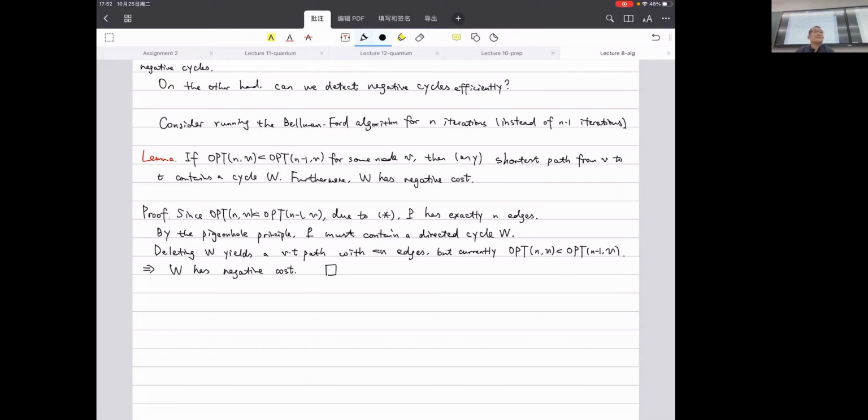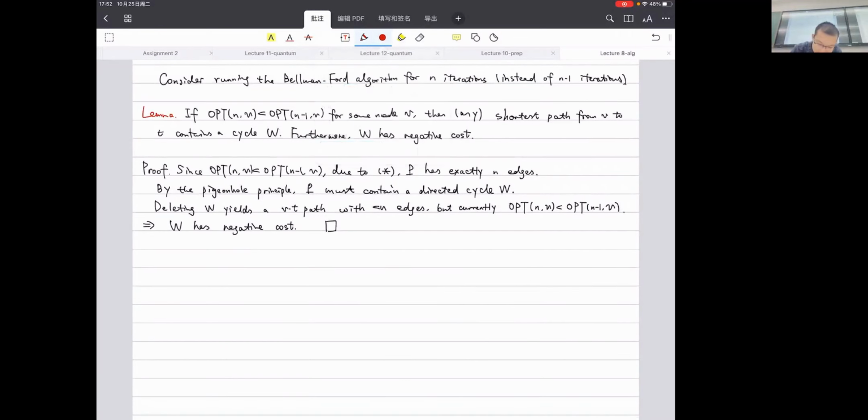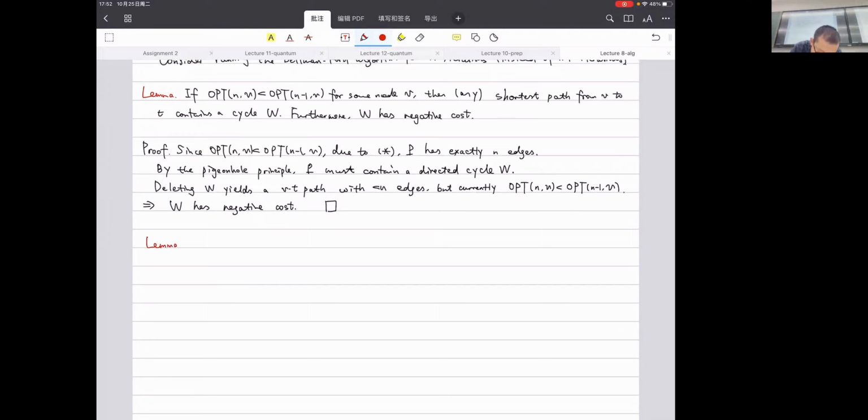Any questions about this lemma? This is quite intuitive. If we run the Bellman-Ford algorithm for one more iteration and notice the OPT value is smaller than the previous iteration, then we know that the graph must have a negative cycle. On the other hand, if OPT(n, V) equals OPT(n minus one, V) for all V, then there is no negative cycle.